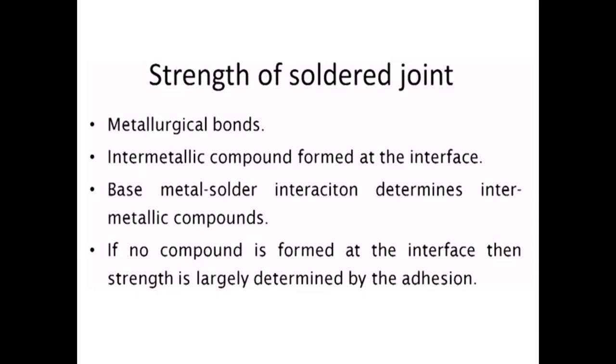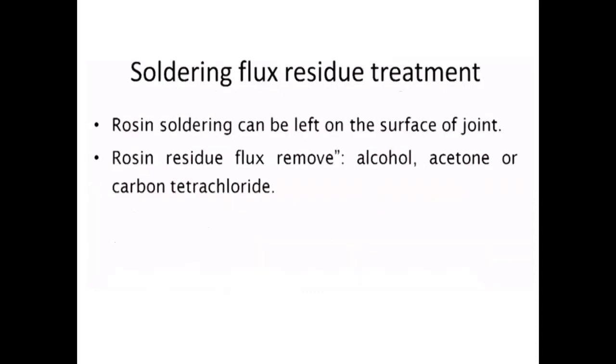So if no compound is formed in the interface, then the strength of that soldered joint is largely determined by the adhesion property, right? How well it can attach to the other kind of material. Soldering flux residue treatment. The rosin residue can be left on the surface of the joint, or the rosin residue flux can be removed. Using all these materials, you can remove that flux that will be formed as a residue, right? Just as you have slag. So this residue will also be removed using these materials.